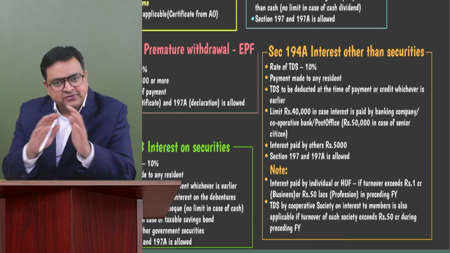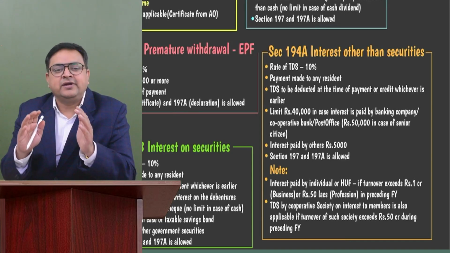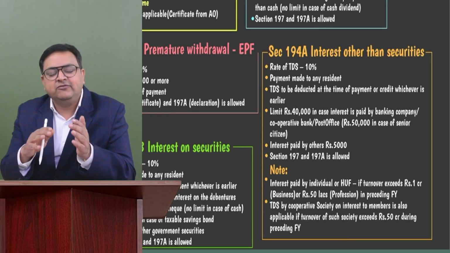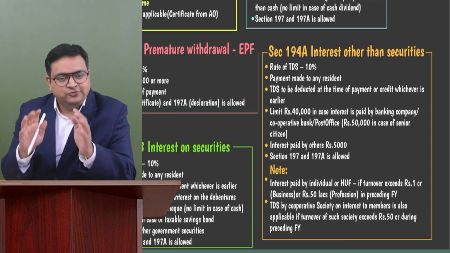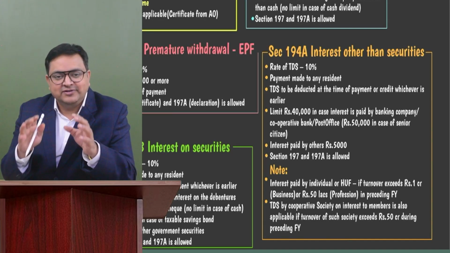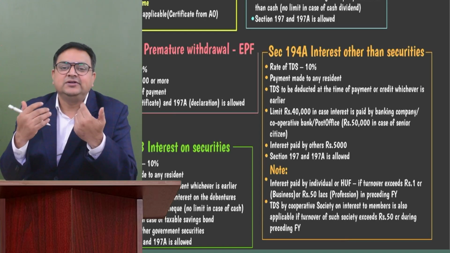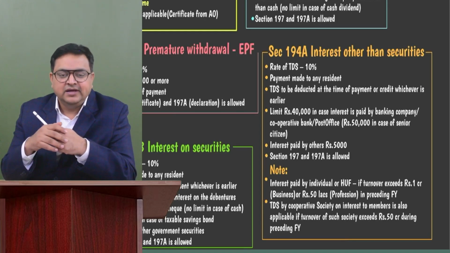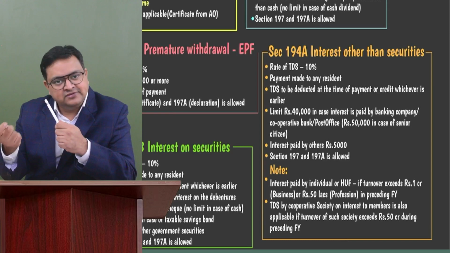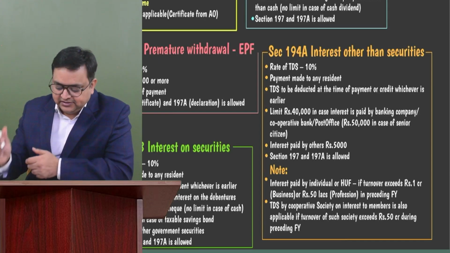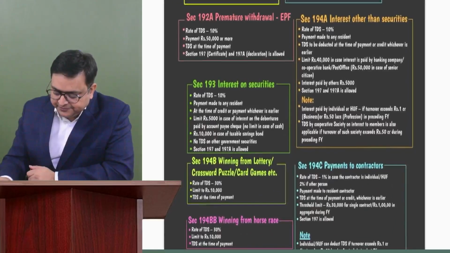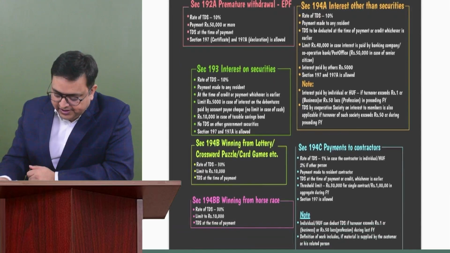So in most of the sections, you will see that individual or HUF can deduct TDS only if they are "big" individual or HUF. Please don't use this word "big individual or HUF"; this is just for your understanding. Please use the proper wording in your examination. If the turnover of the last year is more than 1 crore in case of business or 50 lakh in case of profession, then only they will be able to deduct TDS, right? So this is 194A.